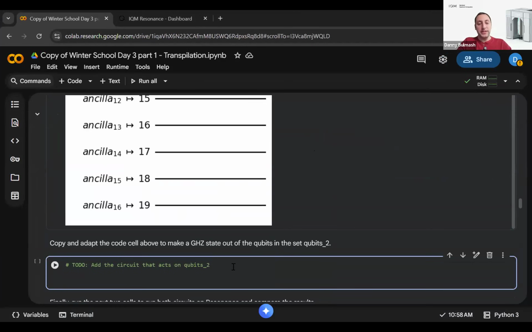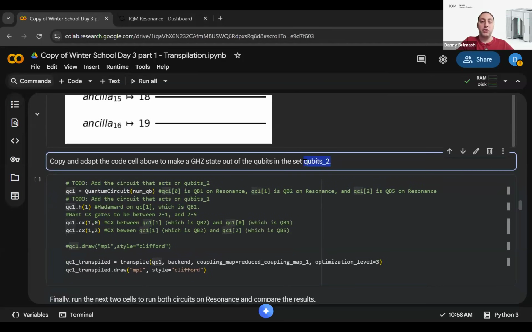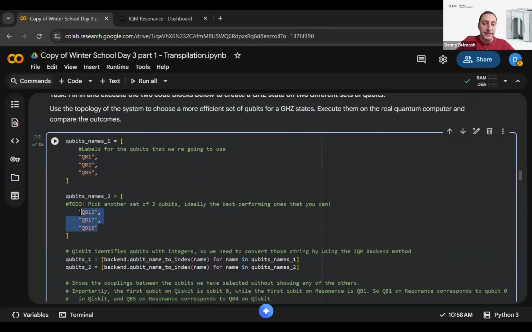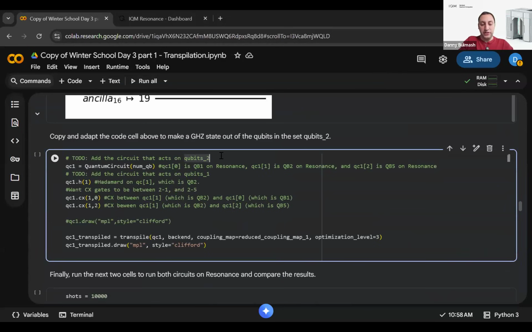Now, the next thing we want to do is adapt that same code, but we want to make a GHZ state out of the qubits in set qubits 2. So let's see how we have to change the code to look at the second set of qubits that we chose. Let's go back up to which qubits we were looking at. The second set of qubits were qubits 12, 17, and 16. Let me get that commented down here, which is qubit 12, qubit 17, and qubit 16.